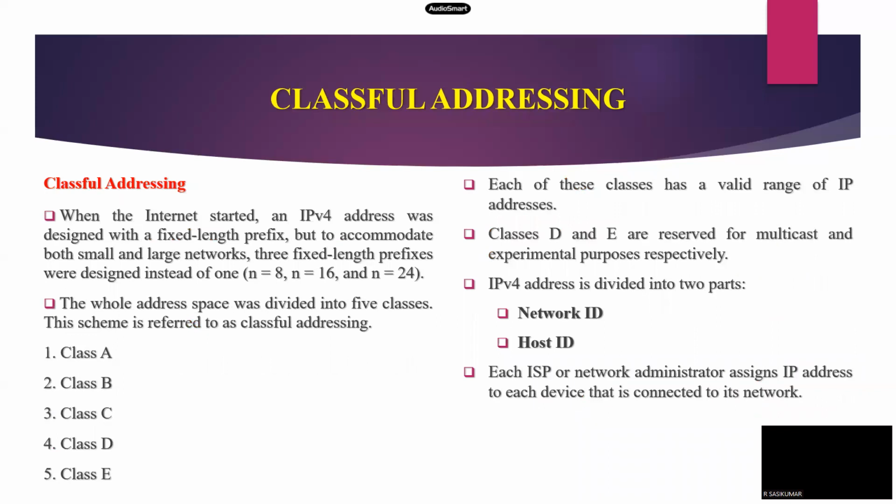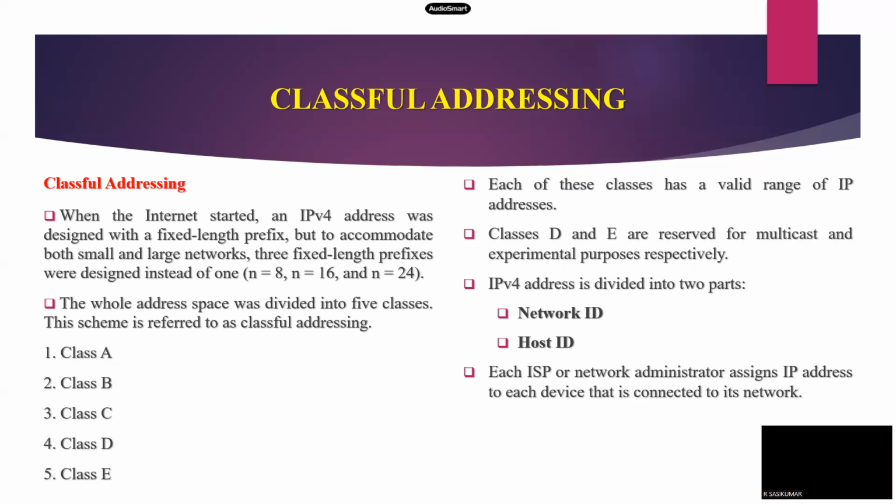In classful addressing, the whole address space was divided into 5 classes. The names are Class A, Class B, Class C, Class D, and Class E. In that fixed-length prefix, everything is represented in terms of powers of 2. So n equals 8, n equals 16, and n equals 24. Each of these classes has a valid range of IP addresses. Among the 5 classes, Class D and Class E are reserved for multicast and experimental purposes.